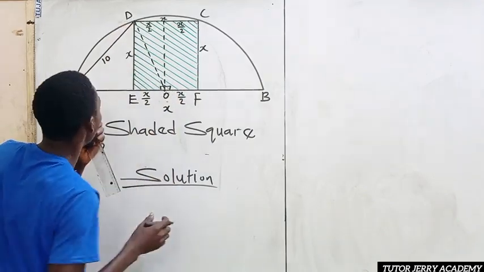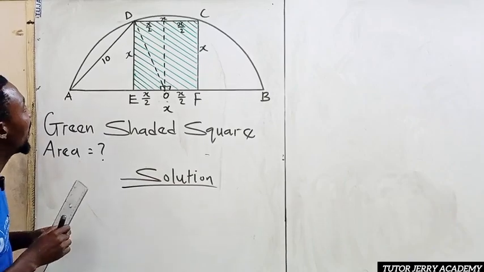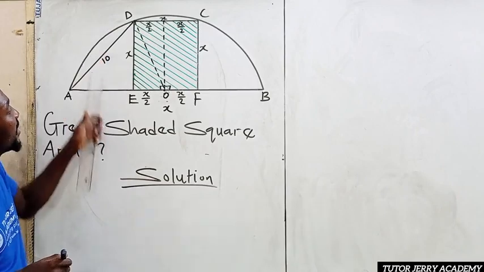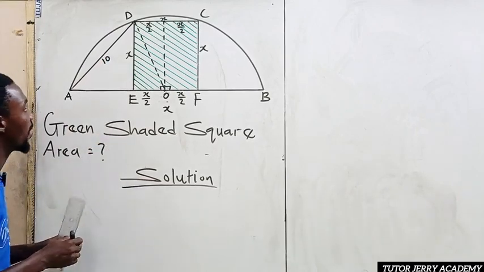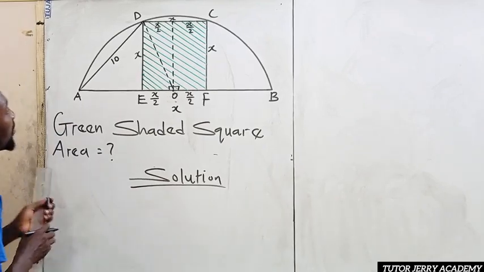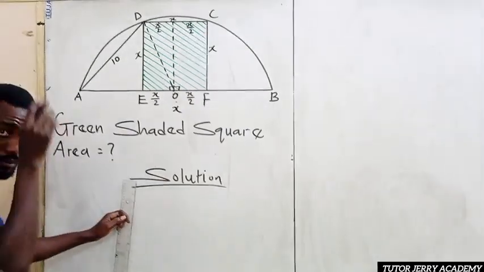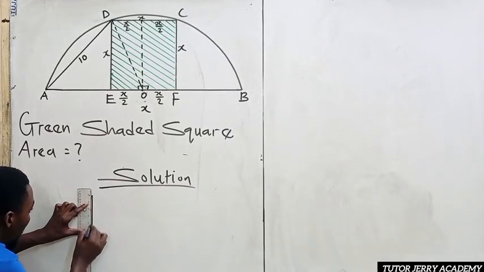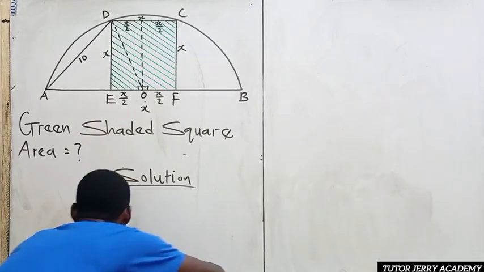Now we can work with a triangle. We can work with triangle DEO. We are going to have it in the form of something like this.